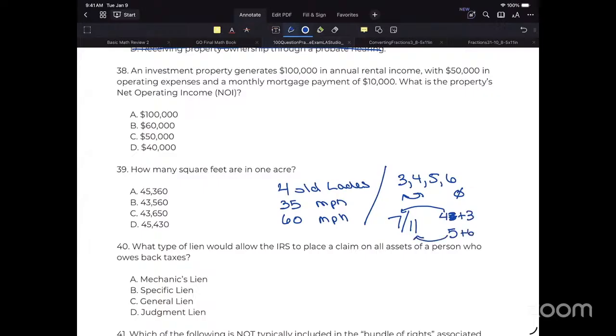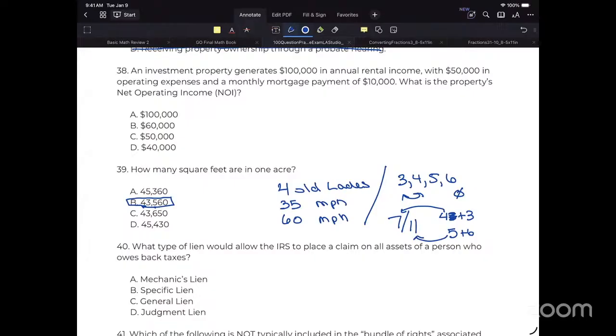So one of my favorite answers here is 43,560. Boom, shakalaka laka boom. There you go, y'all. You know you're going to have to know that number.